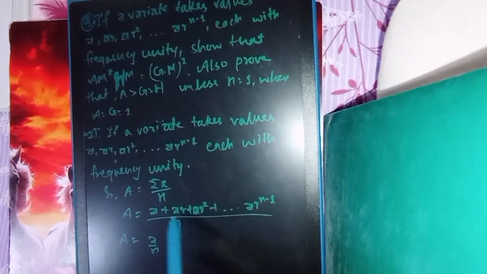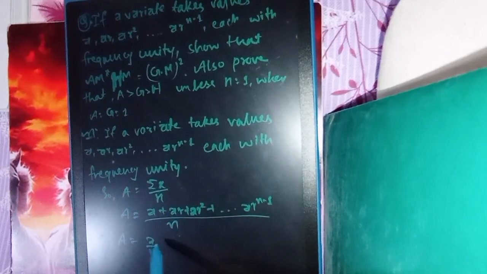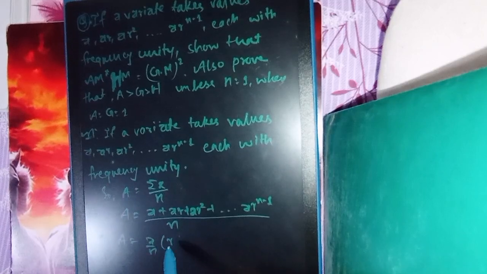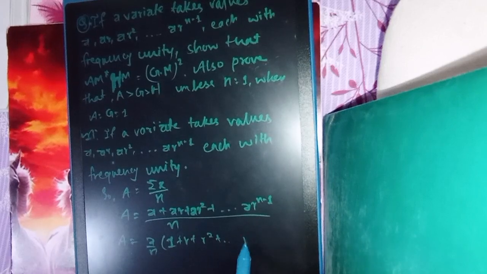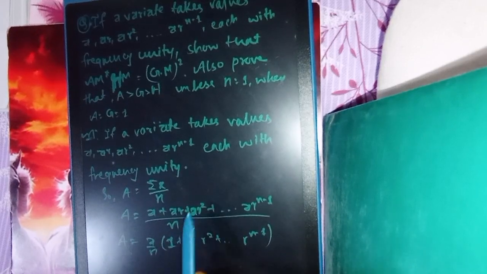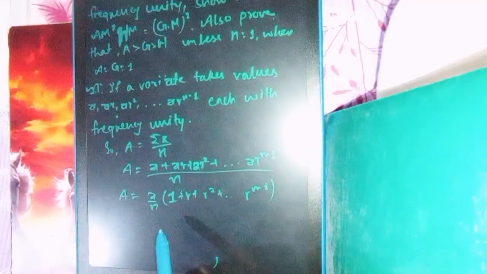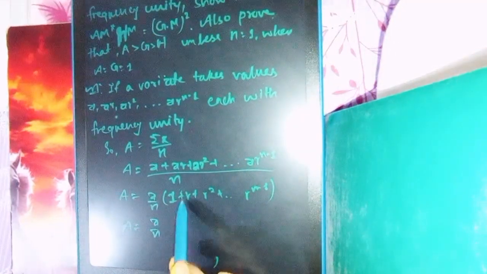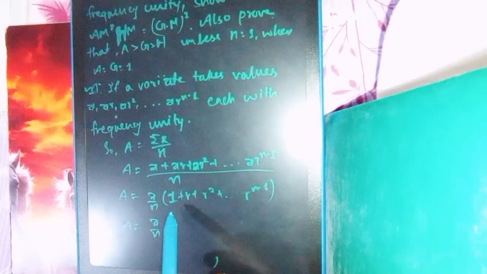From this we can write A is equal to a by n. We will take a common, and the remaining will be 1 plus r squared plus going on, up to r power n minus 1. I hope you're clear up to here. And A is equal to a by n times this sum.